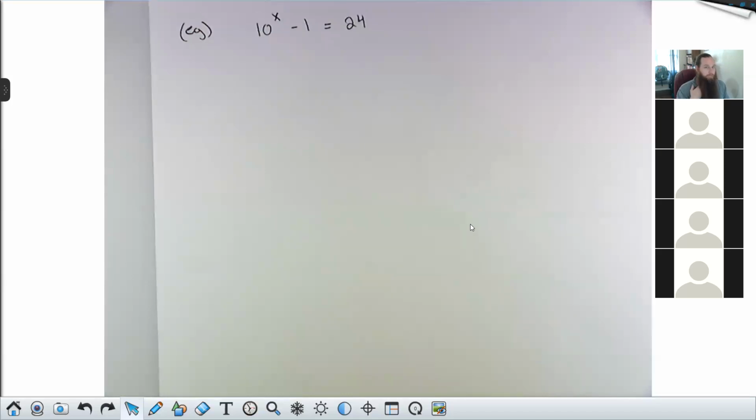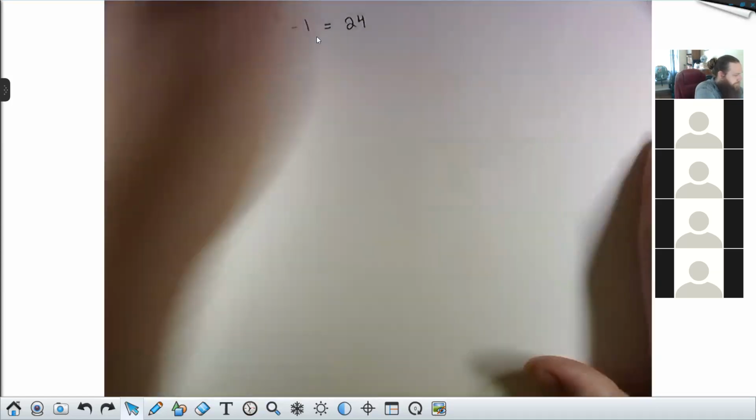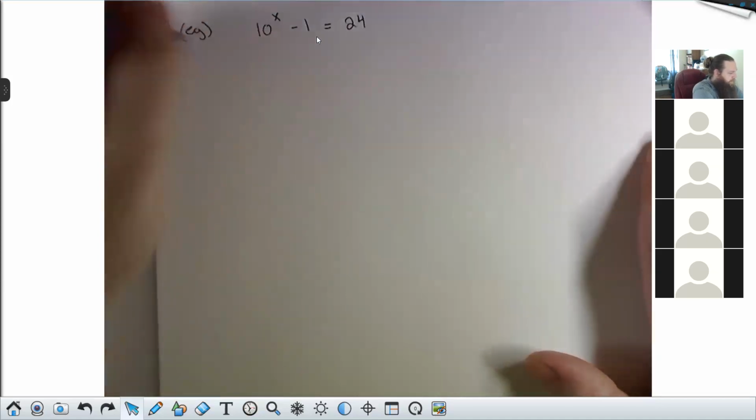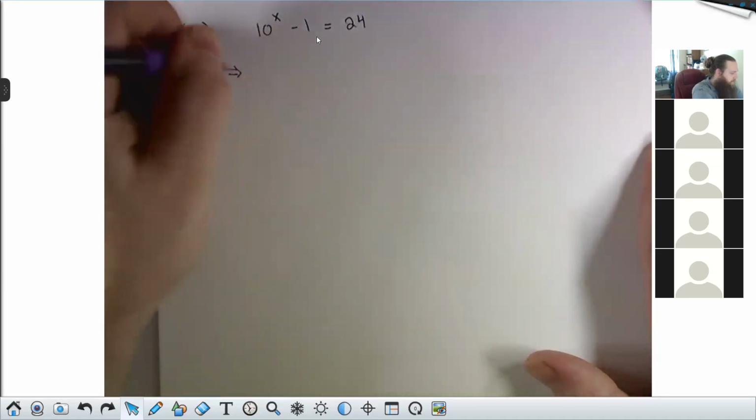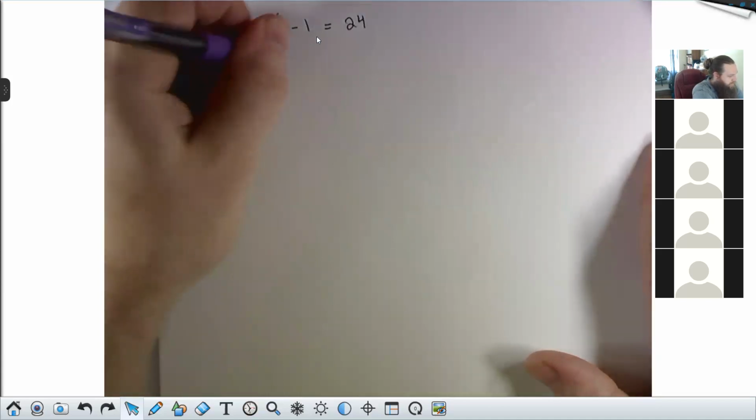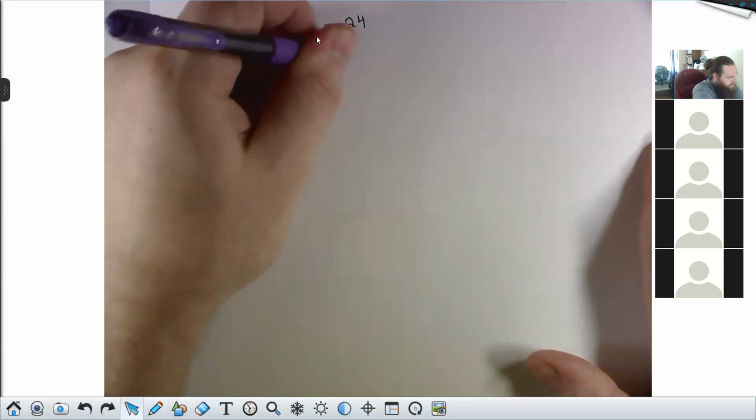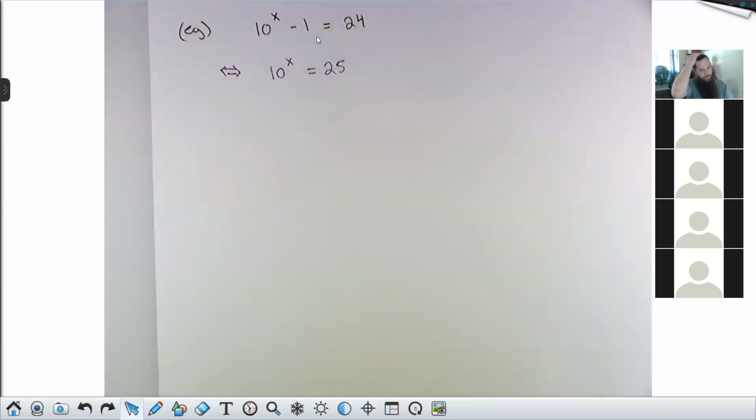I want to solve this guy. Before you can take logs, you need to get it in the form of the previous equation, where you've got something to your variable stuff is equal to something else. So here, this -1 is messing things up. So before I introduce any logarithms, I need to isolate the exponential. If I add 1 to both sides here, I get 10 to the x equals 25. And 25 is not a nice clean power of 10, so I will need logarithms here. There's no way to write this as like 10 cubed or anything like that.